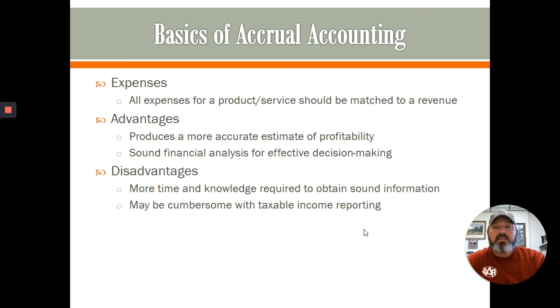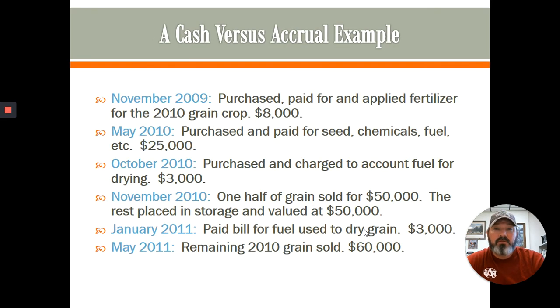So all expenses and all revenues are credited to the appropriate year when you talk about basic accrual accounting. So it gives you a better picture of profitability or lack of profitability. It gives you a really good picture of a financial analysis and therefore hopefully more sound decision making. The disadvantages is it's more cumbersome and it requires some knowledge to obtain good information. Otherwise, bad information is probably going to lead to bad decisions.